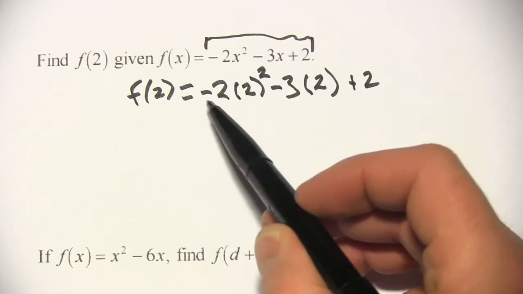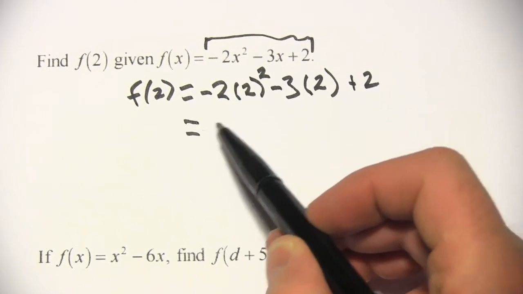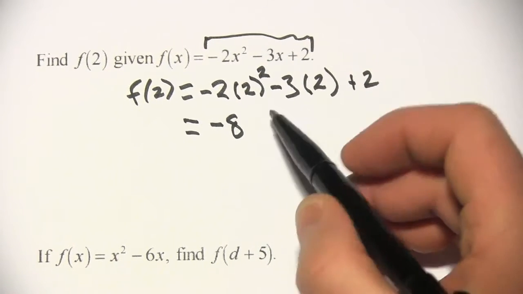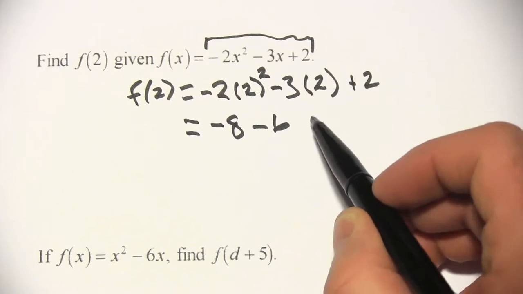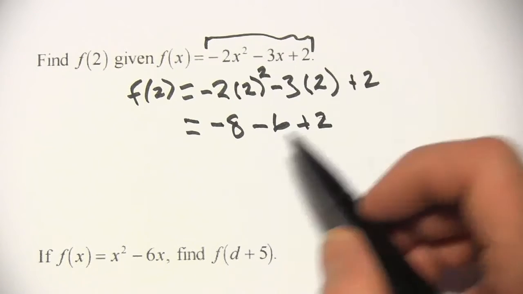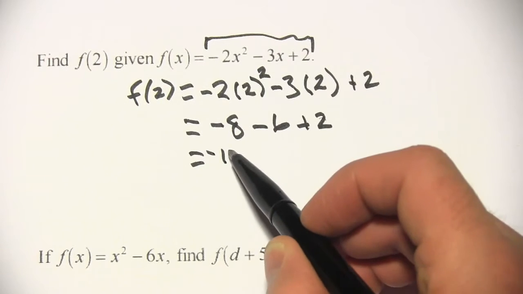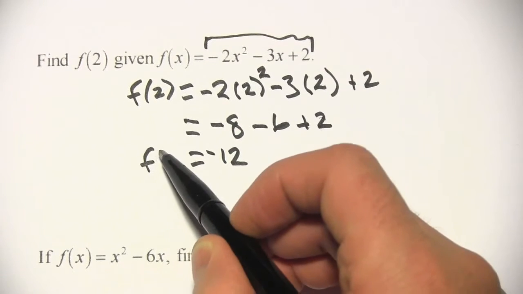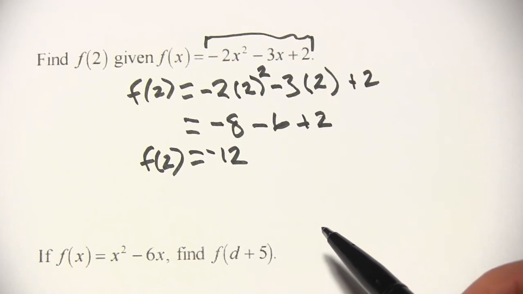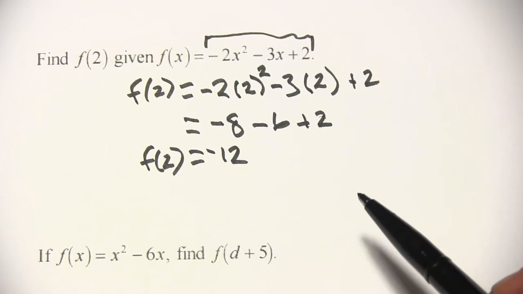So 2 squared is 4 times a negative 2, that's a negative 8. And then we have a negative 3 times 2, that's negative 6. And then we have a plus 2, that is negative 12. So f of 2 equals negative 12. Let's try another.